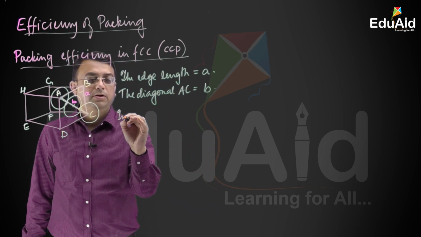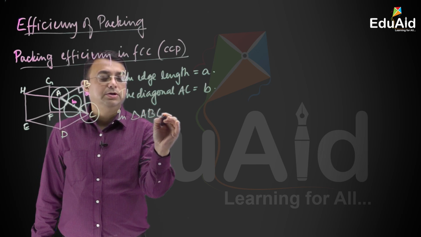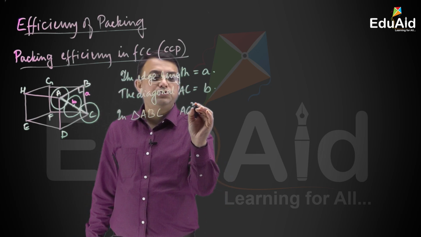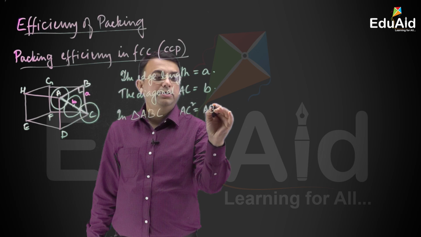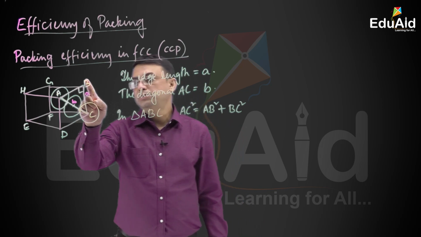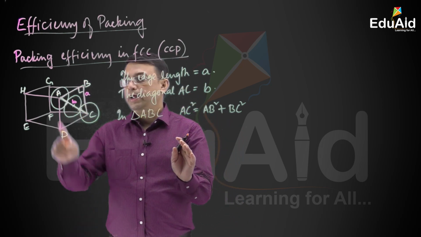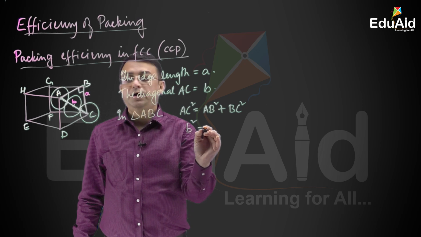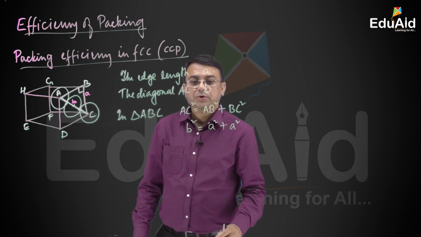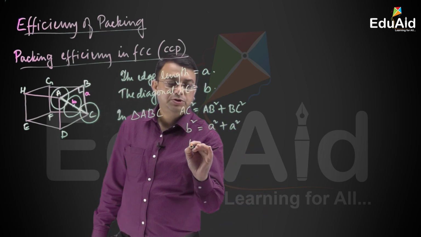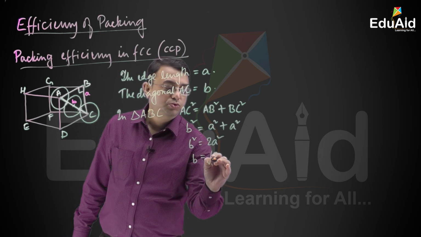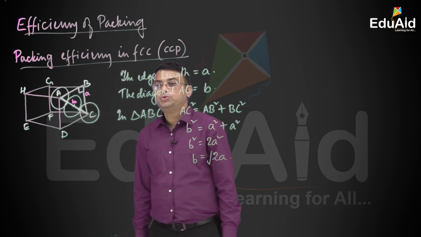In triangle ABC, আমি যদি পাইথাগোৰাস সূত্ৰ ব্যৱহাৰ কৰো তেতিয়াহলে আমি কি পাও: AC square equal to AB square plus BC square. AB square, BC square, all are lengths. Now AC মানে আমি পালো b square, আকৌ AB equal to a, so a square and a square. All right, so what we are getting now: b square equal to twice a square, or simply b equal to root 2 a. All right, b equal to root 2 a.